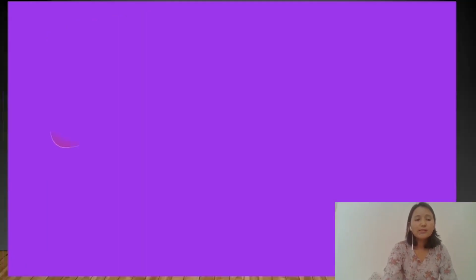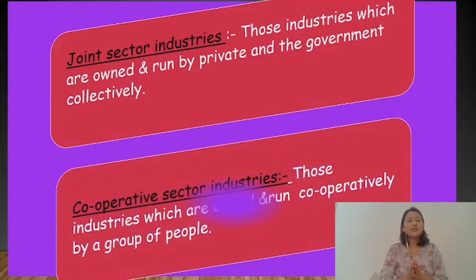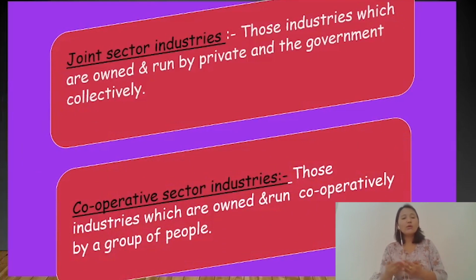And the third one is joint sector industry. Joint sector industries are those industries which are owned and run by private and government collectively. So this is an industry in which private and government have come together and they are running the industry collectively.